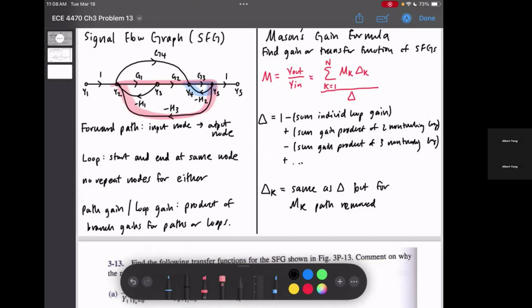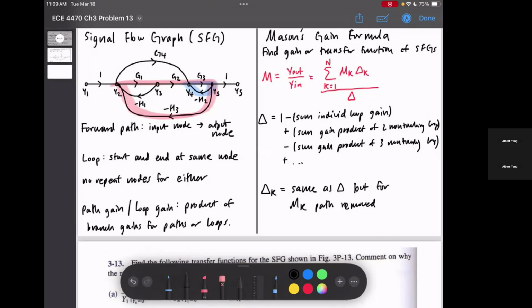Those are the output node and input node respectively. And it's basically going to be a sum of the Mk times delta k, where Mk is the path that you have. So if you have 3 paths, then you would label them as M1, M2, and M3, where N is the number of paths that you have. And then for the delta k, that's going to be the determinant.